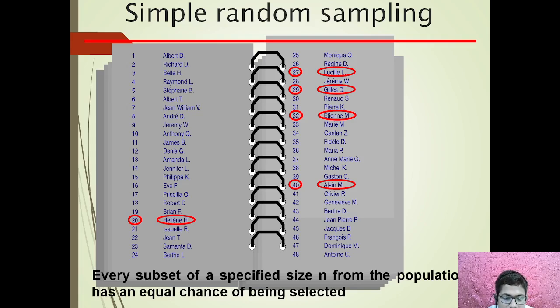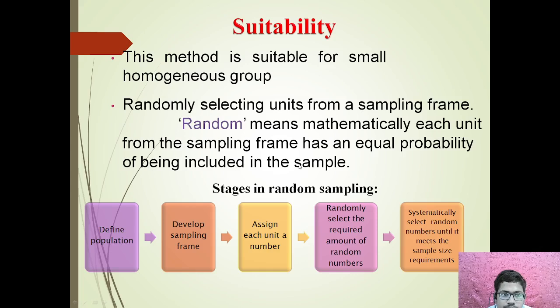Okay, here we see every subset of the specific size from the population has an equal chance of being selected. Let us see 20, which is in the list of candidates' names. Here 20 is chosen, 27 is chosen, 29, 32 and 40. This is like a lottery, where everyone has an equal chance, based on lottery. This method is suitable for a small homogeneous group.